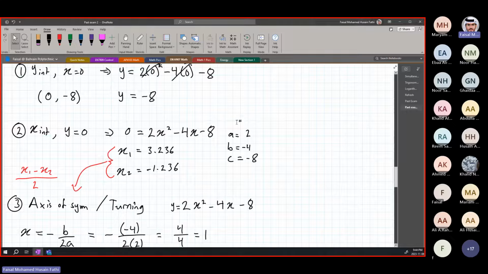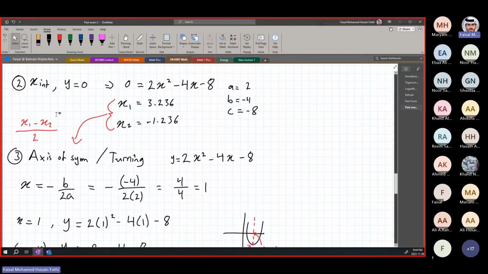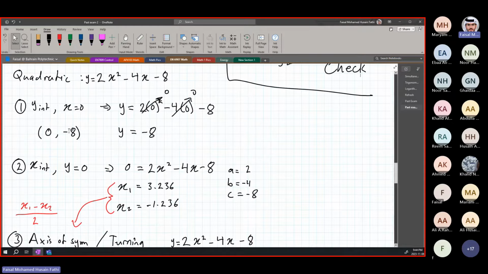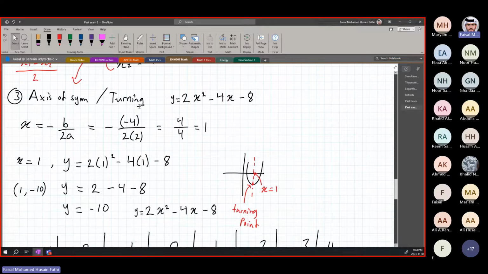You can skip the x-intercept step if you like, but it will give you a better idea when you're drawing the graph. You know if your graph is right or not. So just find your y and x-intercepts so you can get some points. And then the most important point is finding your turning points or your axis of symmetry as well.